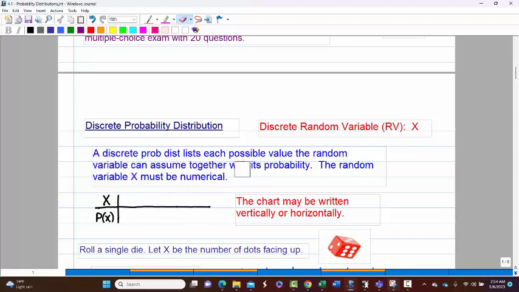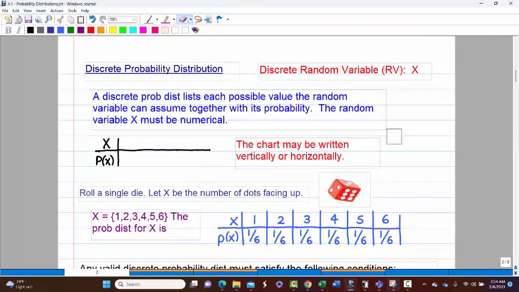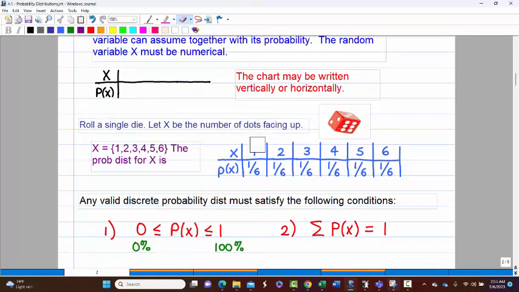So, a discrete probability distribution lists all the possible values of X, and then you write the probability right below it, or beside it if it's vertical. Sometimes these are vertical or horizontal. I usually do them horizontally in the notes, just to save space on the page. In my StatLab problems, you may see them vertically. So either you write the probability below the X or next to the X if it's vertical, and you'll see that. Let's look at one example here.